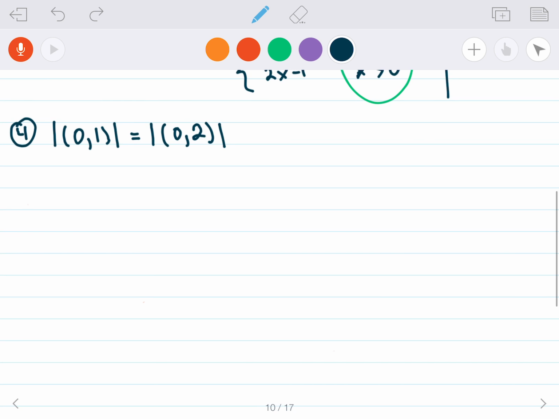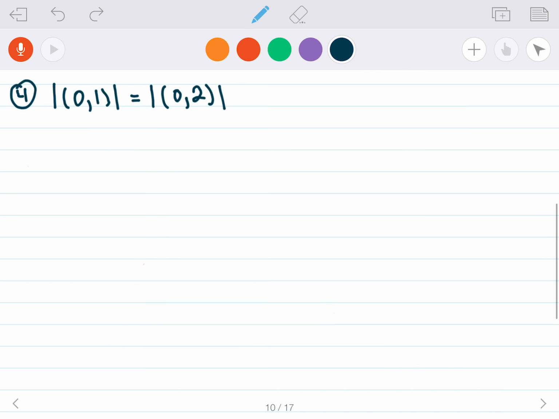Okay, let's go to this one. All right, so the interval from 0 to 2 is the same size as the interval from 0 to 1. Again, really kind of a weird idea that this interval right here is the same cardinality as this interval right here. Kind of strange, but let's prove it's true. And so here's the idea.